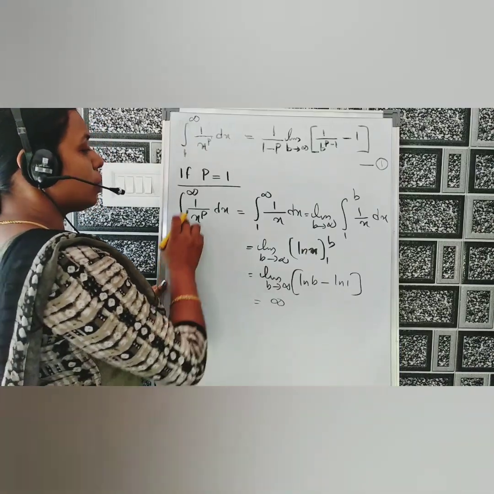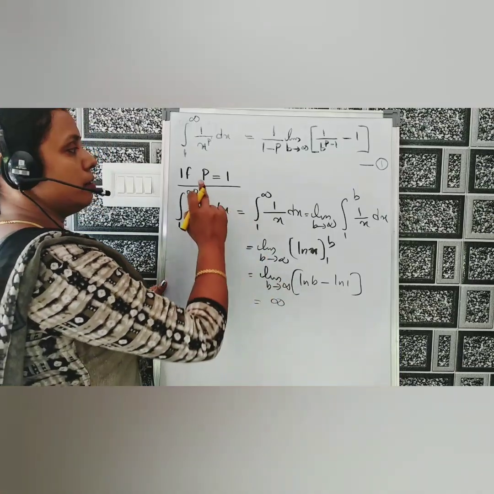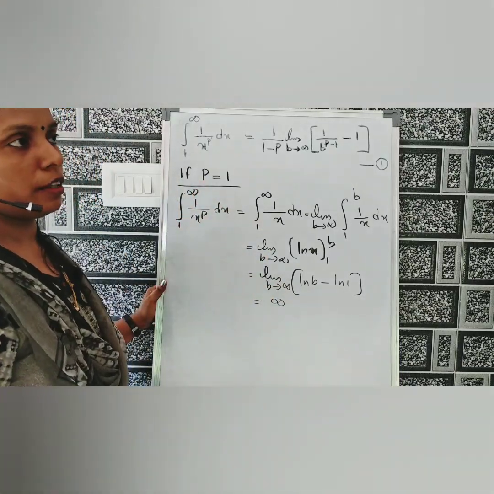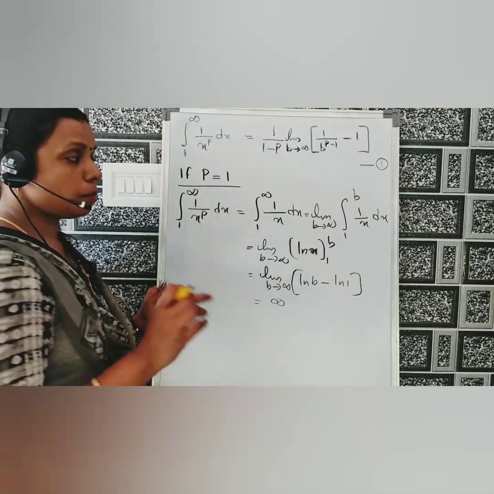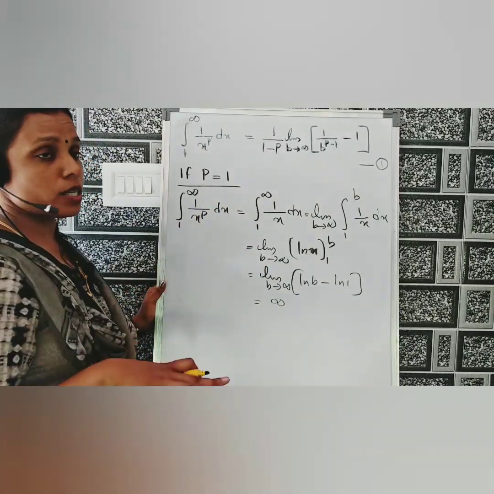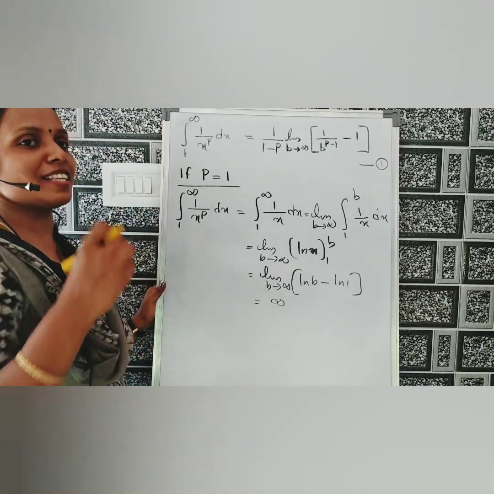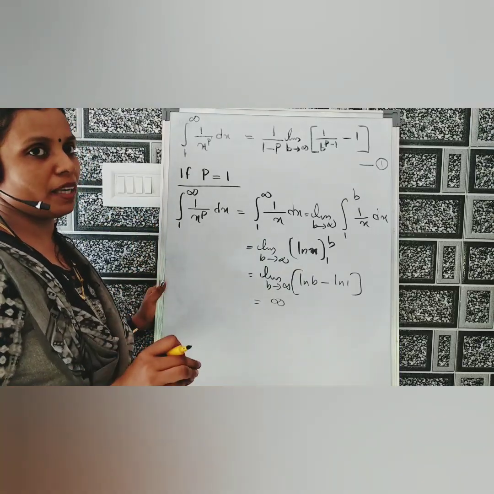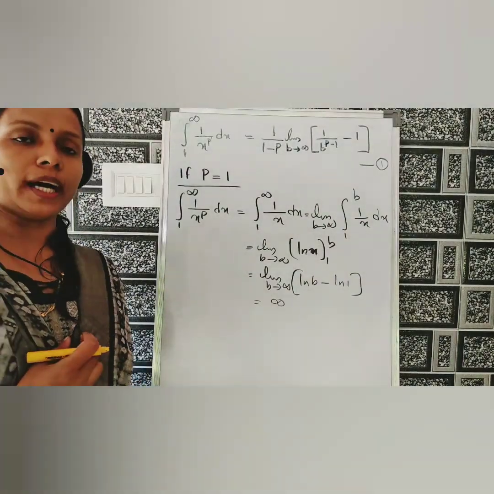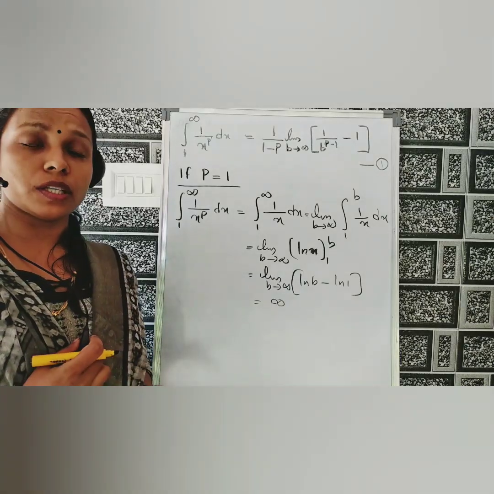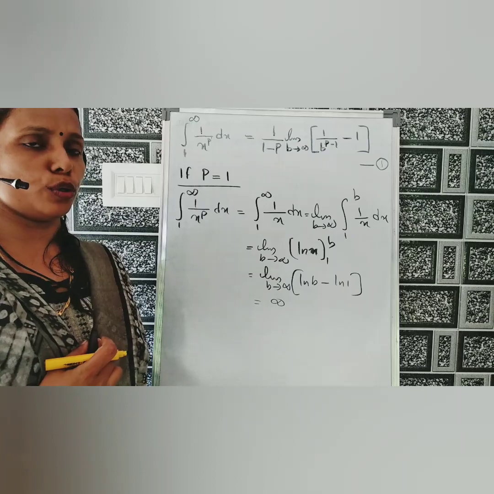Then we get integral 1 to infinity 1 by x raised to p dx is infinity when p equal to 1. That means the integral diverges if p equal to 1. That means the given series diverges if p equal to 1. Clear? Now we conclude that the given series converges if p greater than 1 and diverges if p less than or equal to 1. Clear?